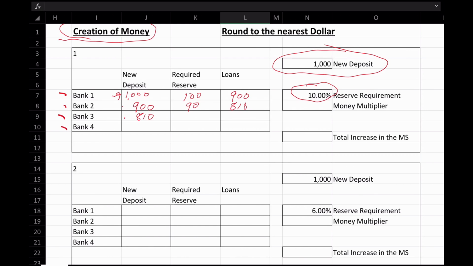Now, can it go in the opposite direction? Yes, it can, and you can shrink the money supply of the country. So anyway, we can work this out. So $810, we have to hold out $81. The bank can loan out $729. Then this money gets deposited into bank number 3, $729. And you hold out $73 and $656. And this can eventually go down to where it reaches 0.